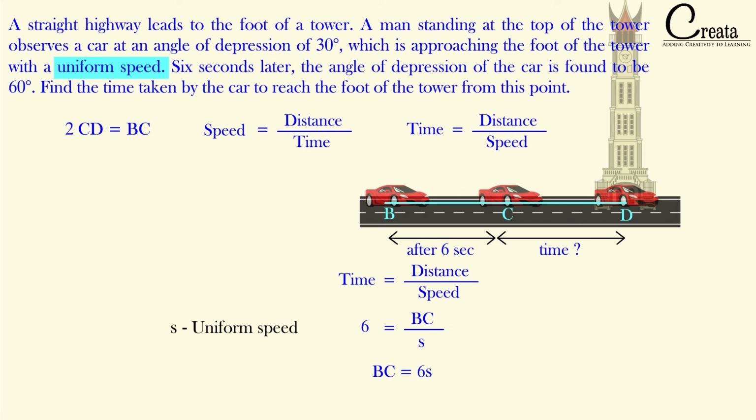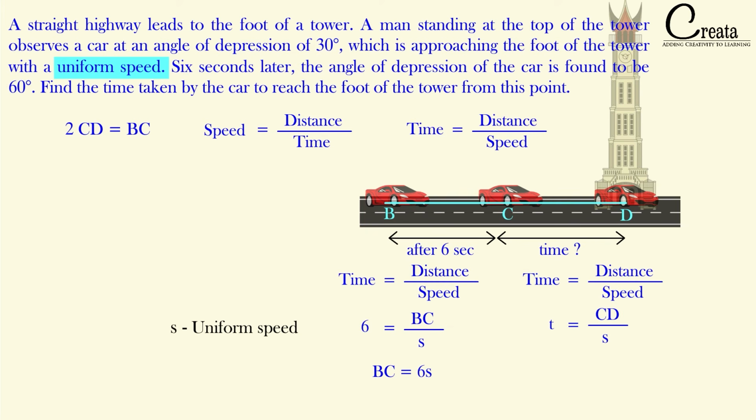Further, let's also apply the same formula of time in the distance CD. Time is equal to distance upon speed. Let's take the time as T, the time that we have to calculate, and the distance as CD. And what is the speed? The speed of the car is uniform from the point B to D. The speed at which the car is traveling from B to C is the same speed at which the car is traveling from C to D. So again the speed will be S, the same speed that we have used in the first case.